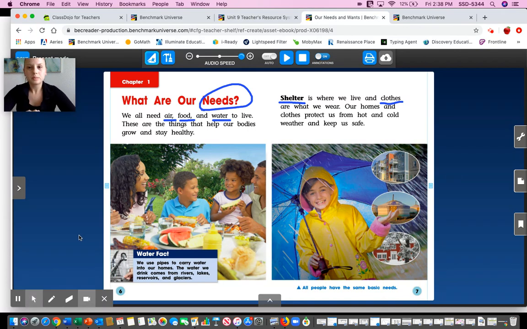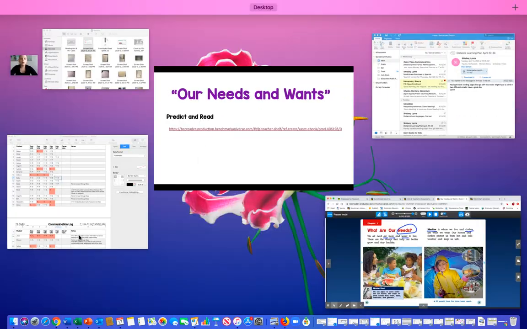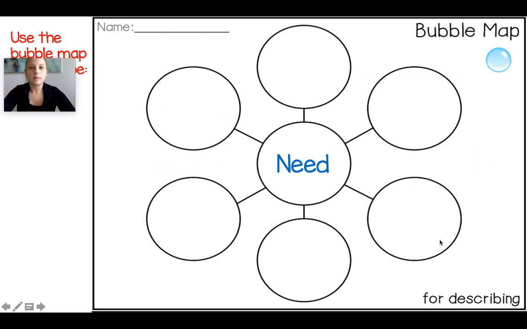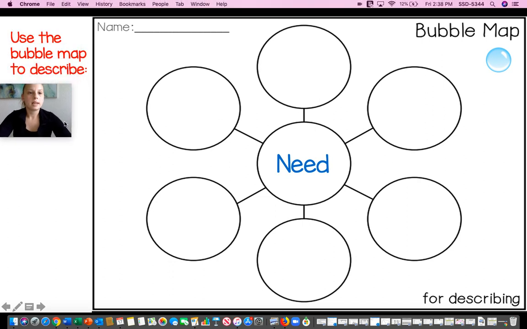Okay, so we're going to stop our reading today here. Now is the time to go ahead and get out your bubble map. Let's remember, when we use a bubble map, we use a bubble map to describe. So if you're using a blank piece of paper at home, I would like you to pause the video because you're going to need to draw your bubble map. First thing you need to do is start with a circle in the middle, and inside the circle, everybody needs to write the word need.